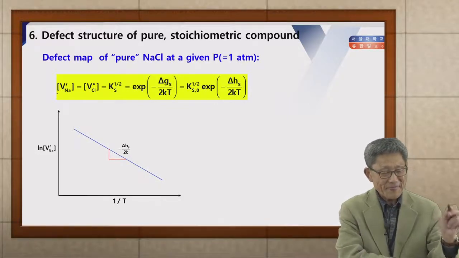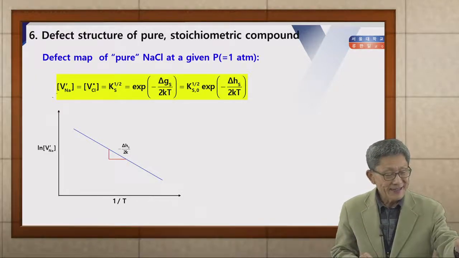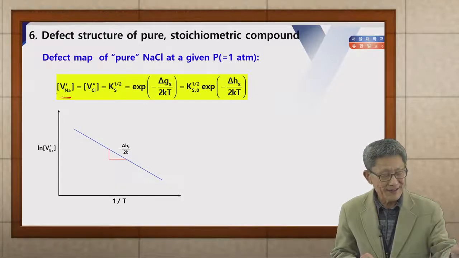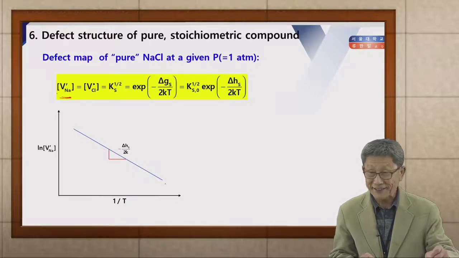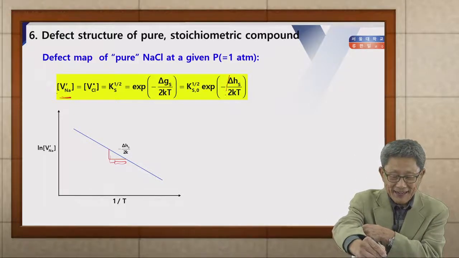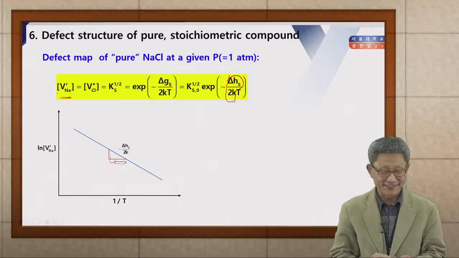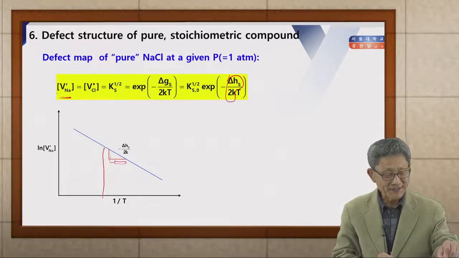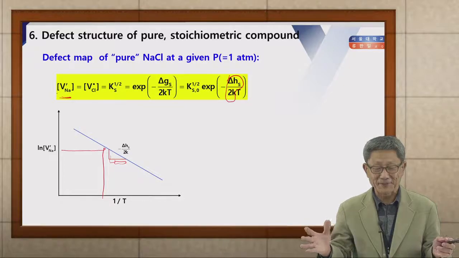So here's the solution. Now, if you plot, in the logarithmic scale, ln of each defect concentration against reciprocal temperature to have such a straight line, then it's easy to recognize that this slope is delta H_S over 2k, namely the Schottky defect formation enthalpy divided by 2 times the Boltzmann constant. That's it. Okay? So once you are given temperature, you can calculate each defect concentration. So you calculated the defect structure.